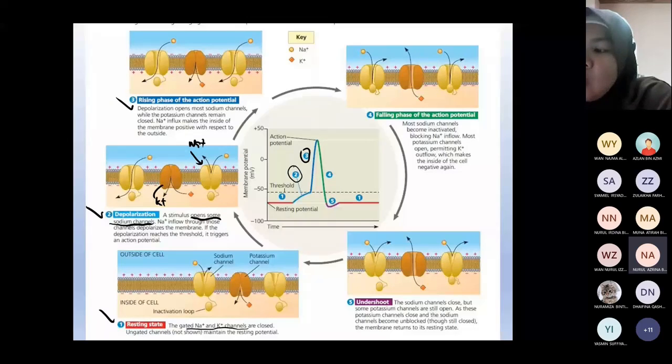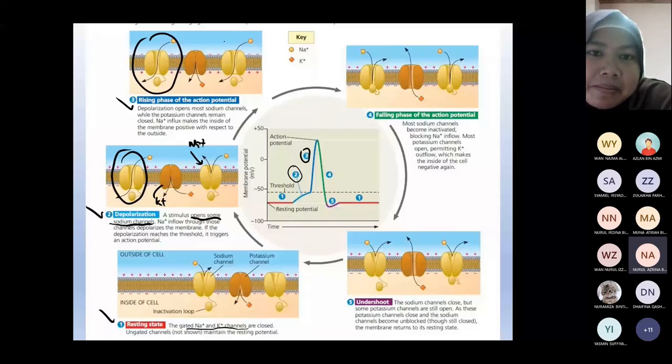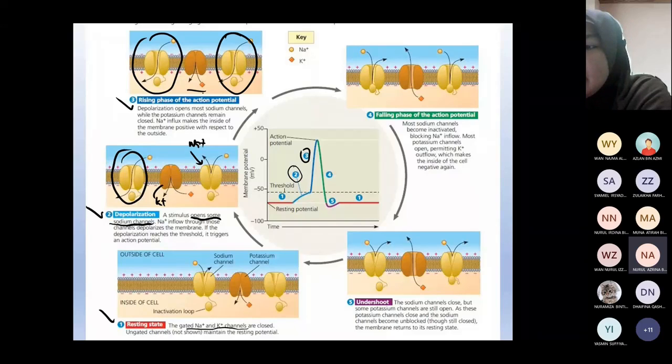Depolarization opens most of the sodium ion channels. Just now it only opened some sodium ion channels, but now you have more sodium ion channels opening in the rising phase. So depolarization opens most sodium ion channels, while potassium ion channels still remain closed. So sodium ions influx and the inside of the membrane becomes positive compared to the outside. And during the falling phase, stage number 4, most of the sodium ion channels become inactivated.